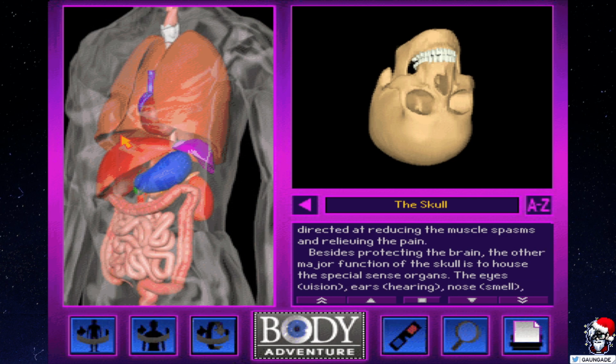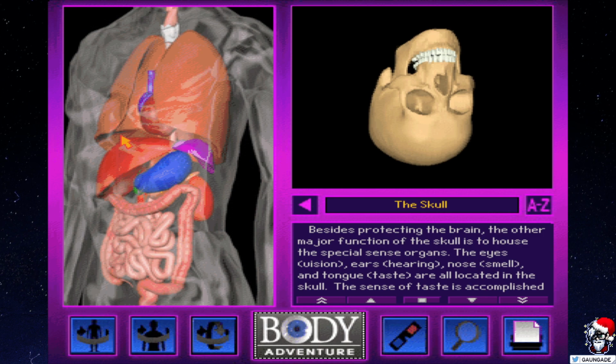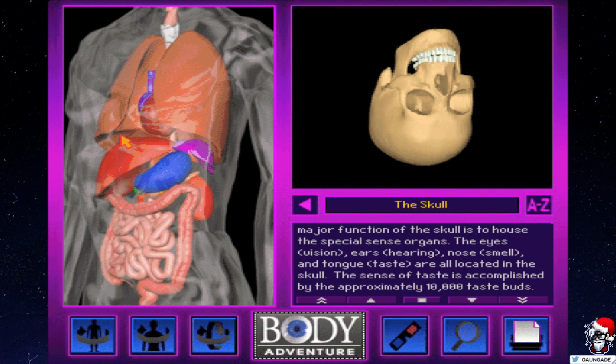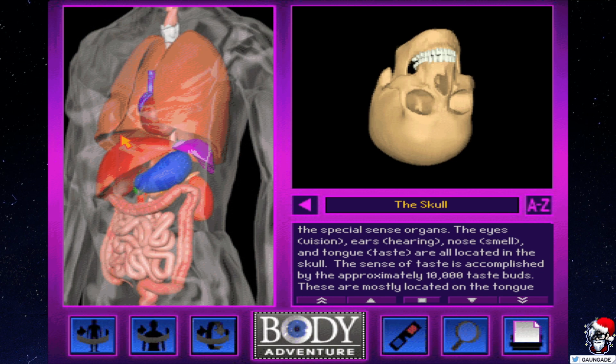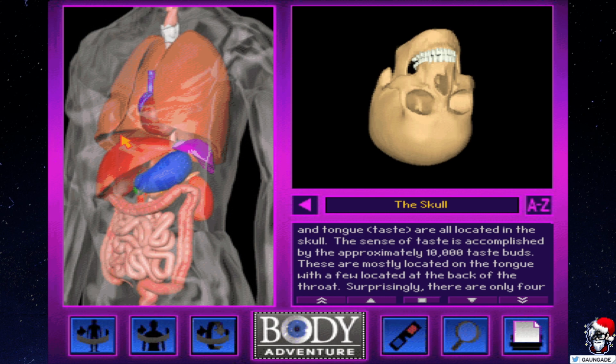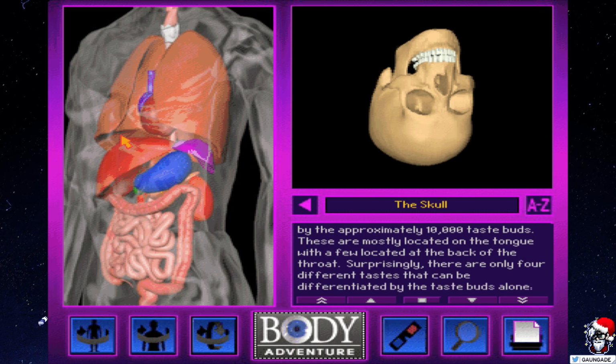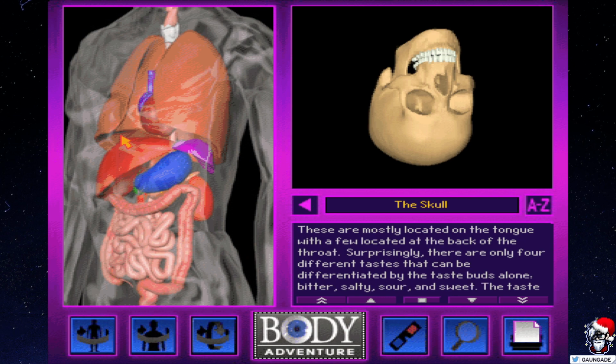Besides protecting the brain, the other major function of the skull is to house the special sense organs. The eyes, vision, ears, hearing, nose, smell, and tongue, taste, are all located in the skull. The sense of taste is accomplished by the approximately 10,000 taste buds. These are mostly located on the tongue, with a few located at the back of the throat.